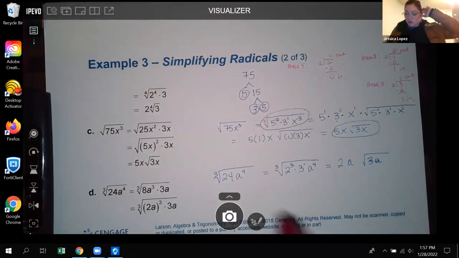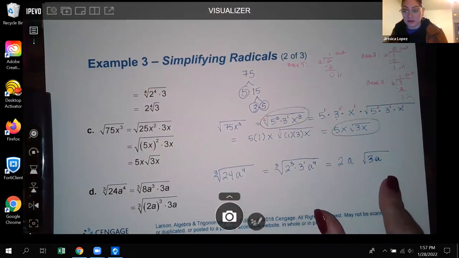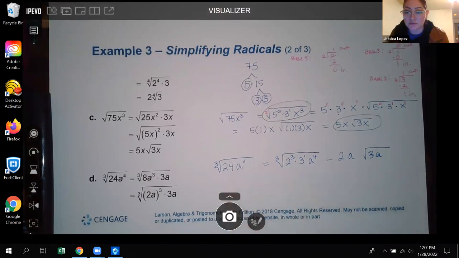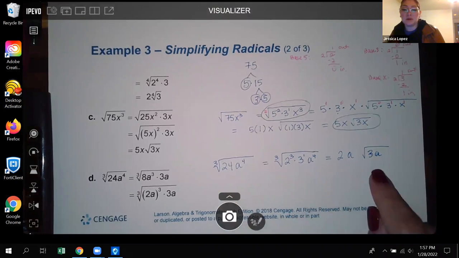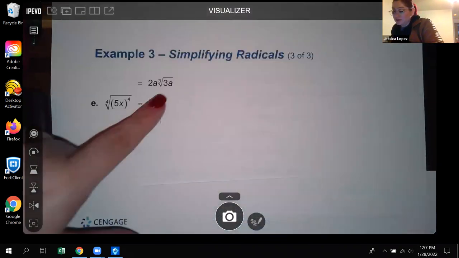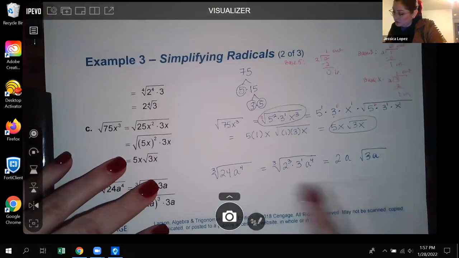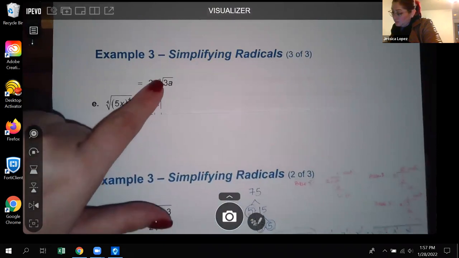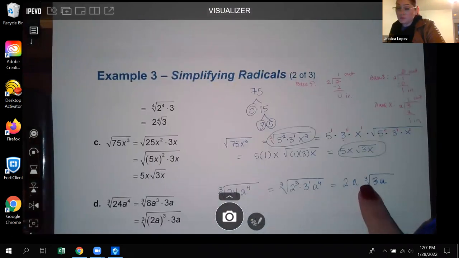So eventually you want to be able to do them that quickly. You want to be able to get the prime factorizations. Eventually, you'll memorize some of them and then be able to go here, okay? But just to be able to get to that final answer a whole lot quicker. And I messed up. It's a cube root, right? So it should have been a cube root. But 2a cube root of 3a and 2a cube root of 3a.